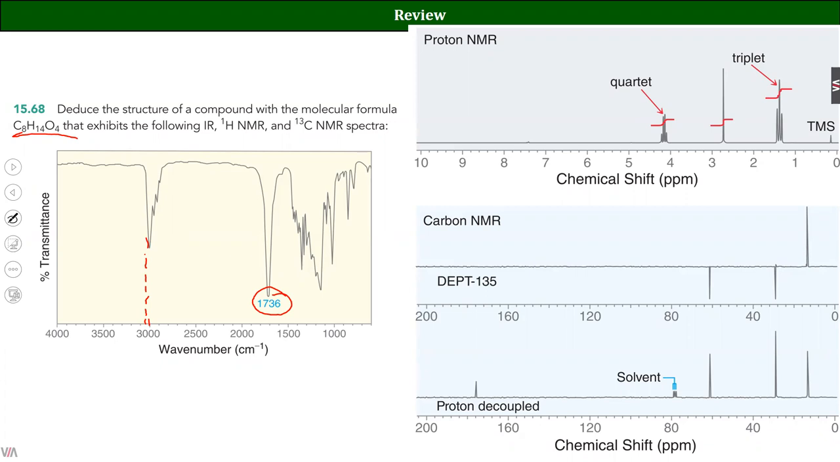The 1736 is only one peak, but it is kind of broad for a carbonyl. So it's possible that there are two different carbonyls that are sort of buried in there. If we had really good resolution, we might expect to see two distinct esters showing up as two peaks. But with that peak being kind of broad, it's hard to tell whether that's one or two identical esters or two unique esters. But I think two esters certainly makes the most sense given the lack of sp2 hydrogens.